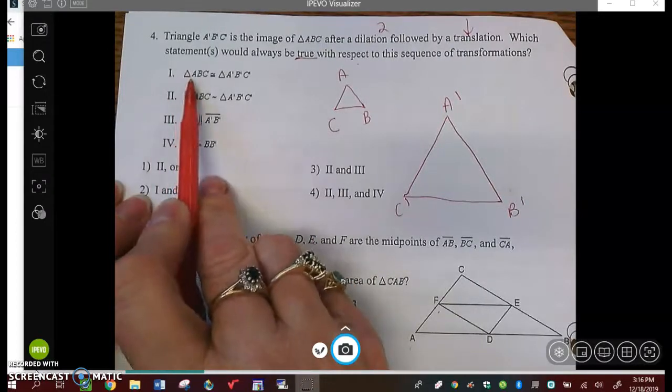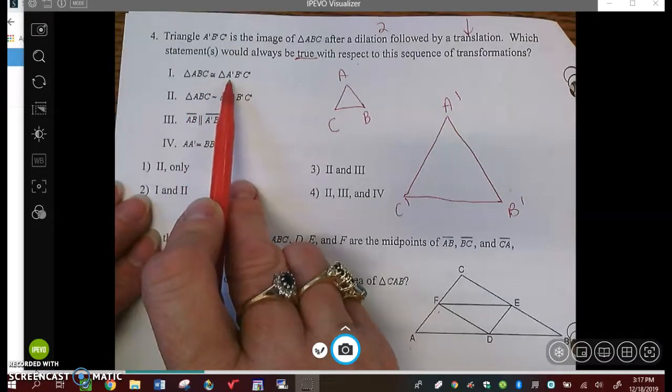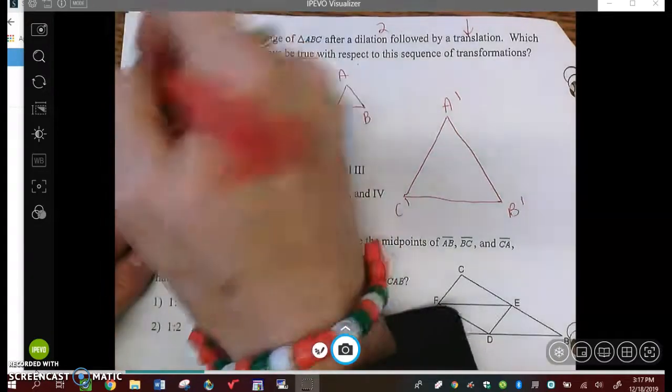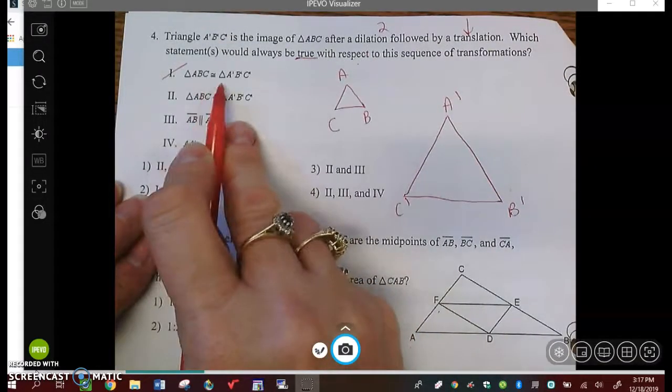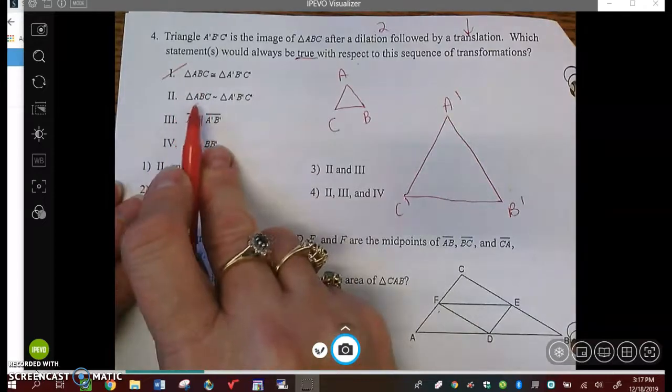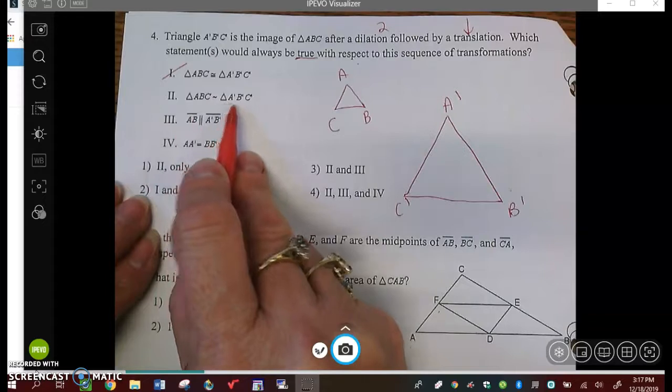So, first choice is triangle ABC is congruent to triangle A prime, B prime, C prime. That is not true because a dilation changes size. They are not congruent. Choice 2, triangle ABC is similar to triangle A prime, B prime, C prime.